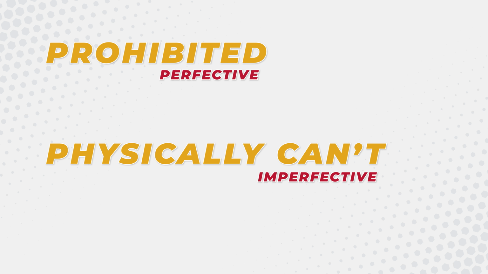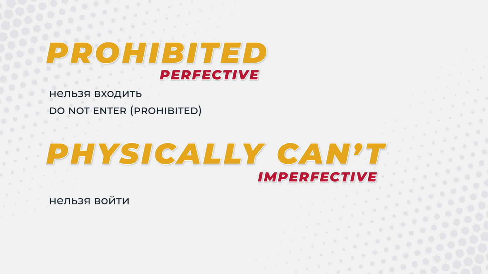So if you see a sign or someone says нельзя входить, that means you're not allowed to enter. Okay, maybe it's a backstage door and that's where all the actors are and they don't want you going in there. Нельзя входить. You physically could go in, but you're not allowed. It's prohibited. But if someone says нельзя войти, that means you physically can't get in. Maybe the door is blocked, or maybe it's locked. You physically can't get in. You're allowed to, but you just physically can't do it.